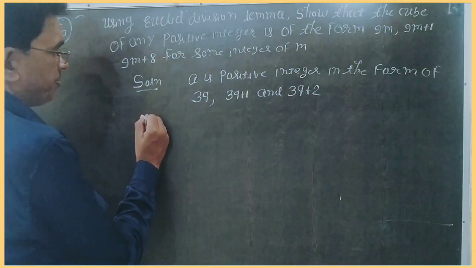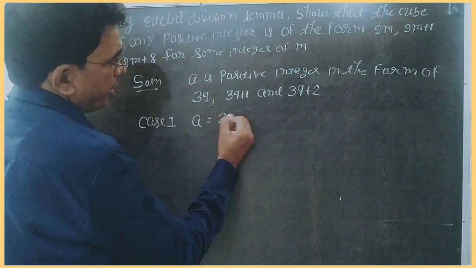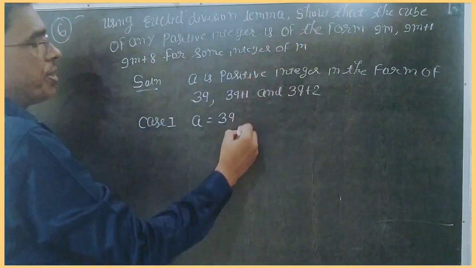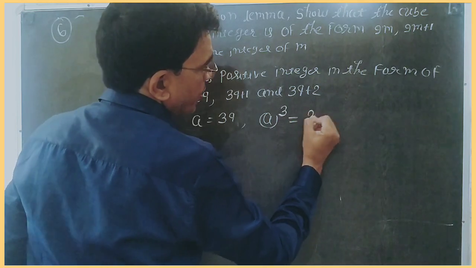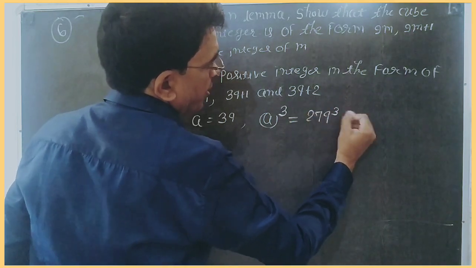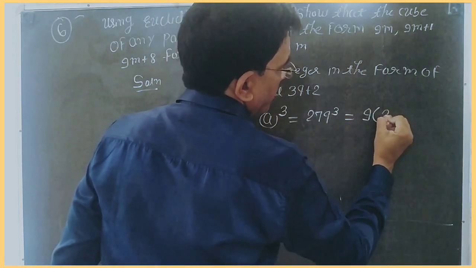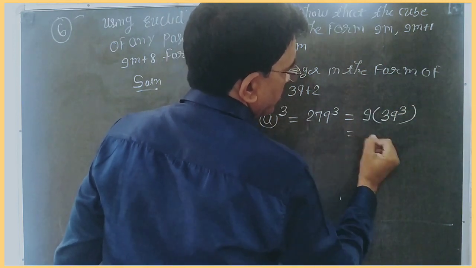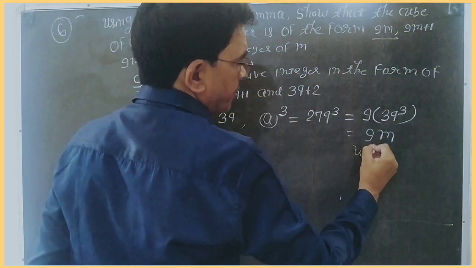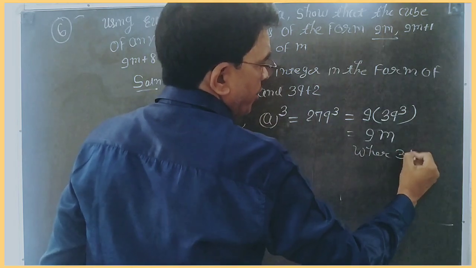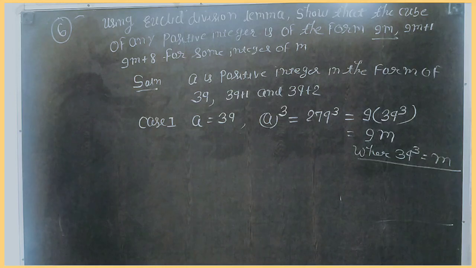Now case 1. A is equal to 3q. Cubing both sides, a cube is equal to 27q cube. You write 9 into 3q cube, so it is 9m, where 3q cube is equal to m. So the first condition is okay.